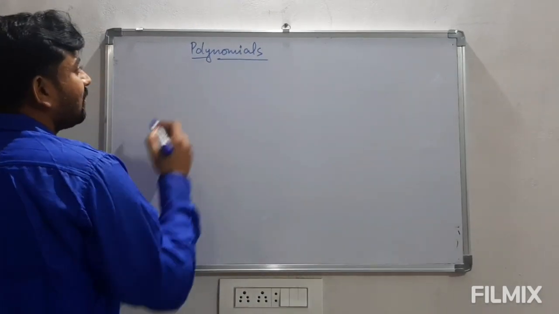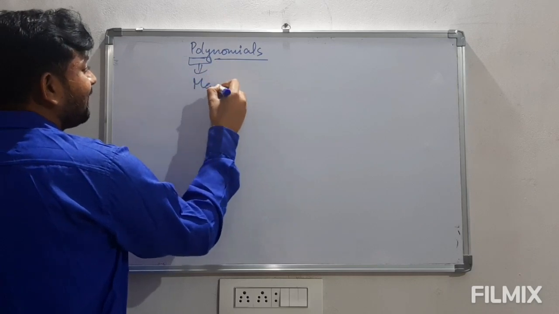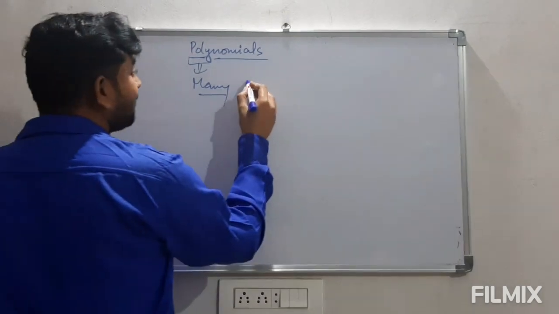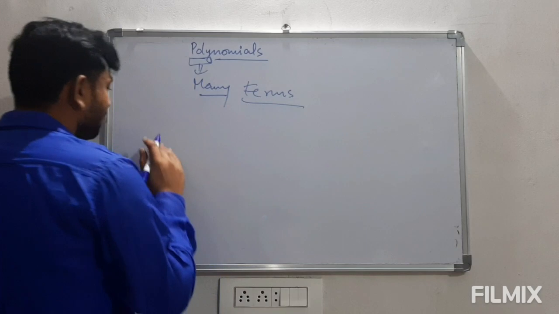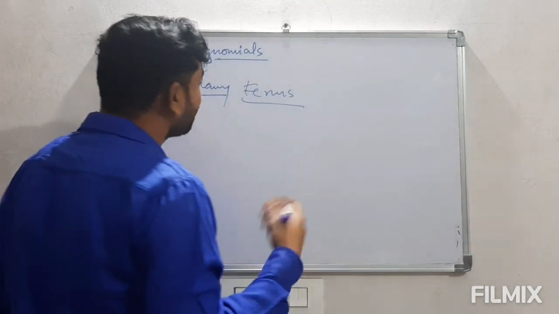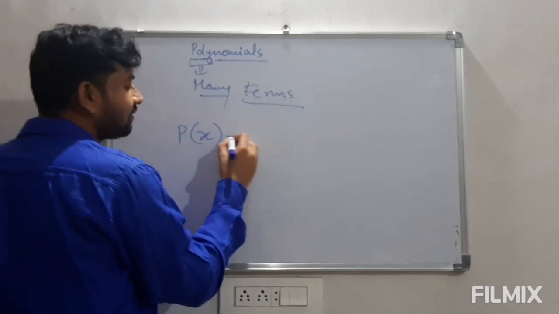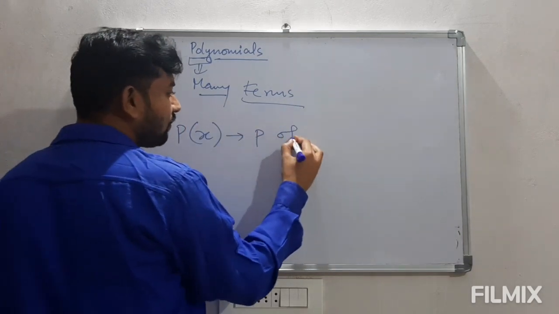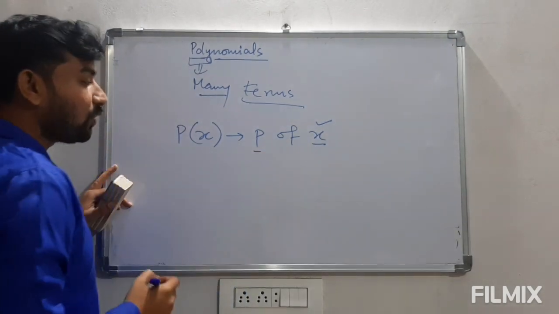What is a polynomial? First of all, poly means many. So it is an algebraic expression having many terms. It can have one variable or more than one variable. Like if I write p(x), p in bracket x, the meaning of this is p of x. Means this x is the variable here and this p denotes the polynomial.